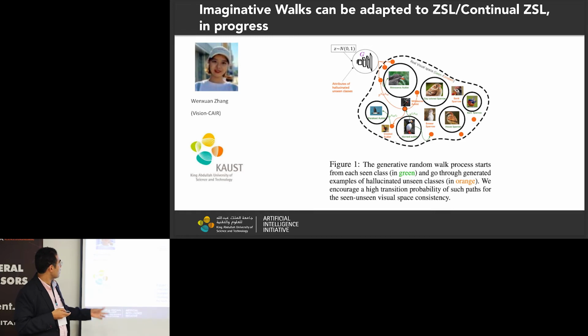We have a work in... I would say we almost finished this work, and it's currently in submission, called the Imaginative Walk. It's related to the Creative Walk paper, but it tries to push this to use this deviation signal for the same goal, for the zero-shot learning goal.